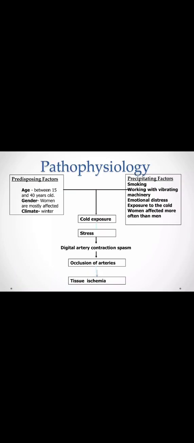The pathophysiology of Raynaud's disease involves predisposing factors such as age, gender, and climate, and precipitating factors like smoking, working with vibrating machinery, emotional distress, and exposure to cold climate. Women are more affected than men. So these are the precipitating and predisposing factors. In such a condition, the person may develop stress, digital artery contraction and spasm, and finally occlusion of arteries, so the tissues may become ischemic.